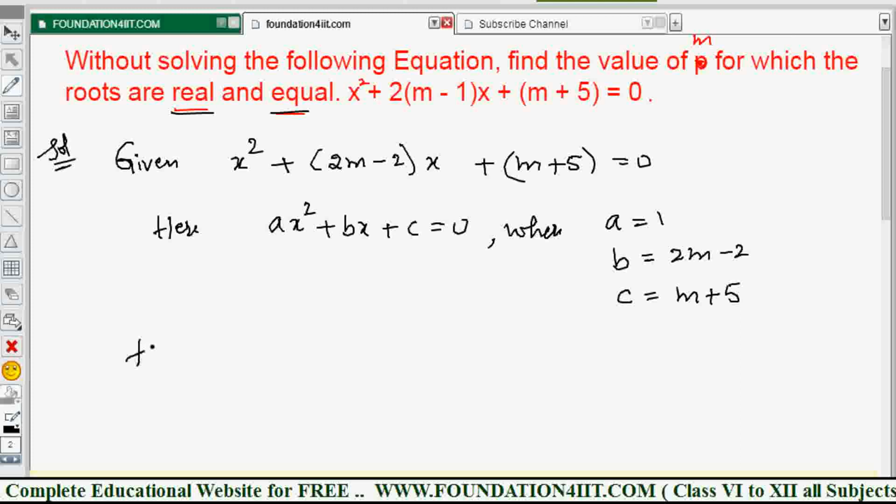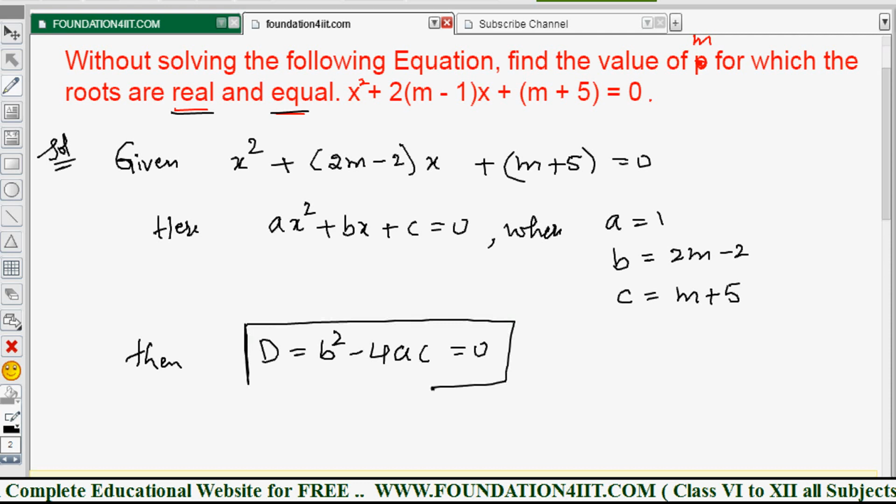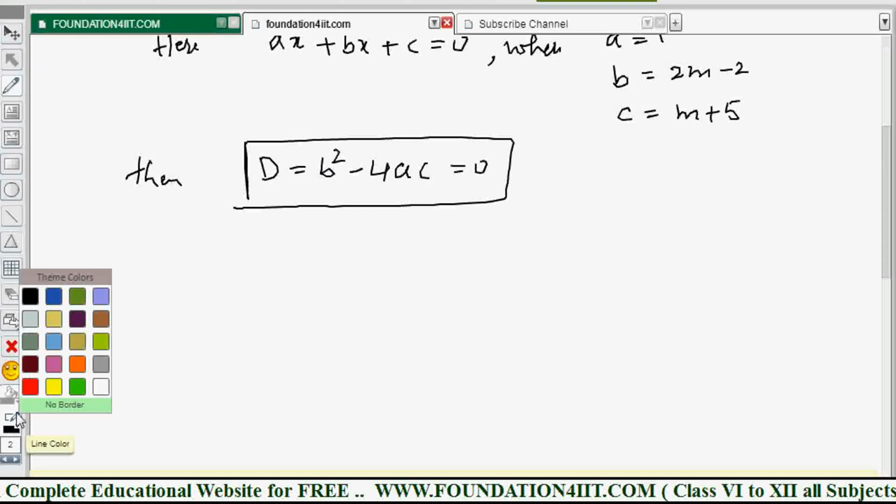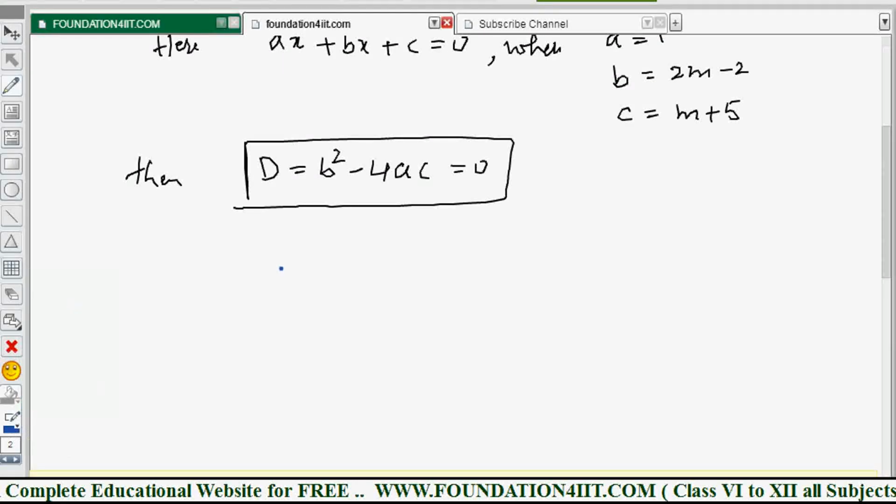If you apply, then D = b² − 4ac, and that value is equal to 0. So whenever the roots are real and equal, you can take this term. Now just substitute the a, b, c values in this, and we'll simplify to find out the value of m. That's very simple. Only thing is we need to know the given conditions clearly.